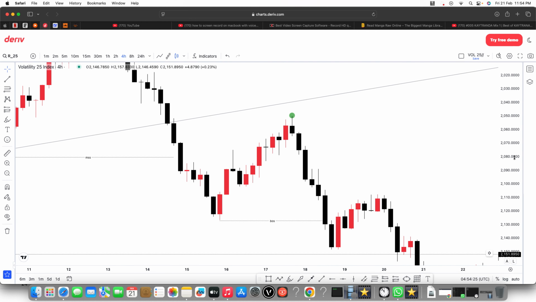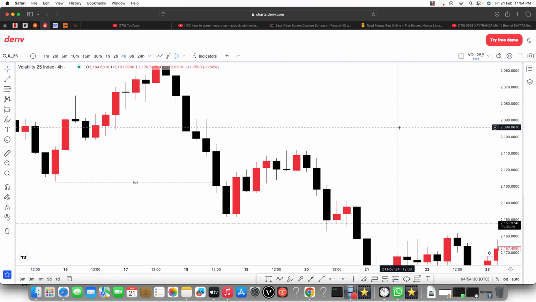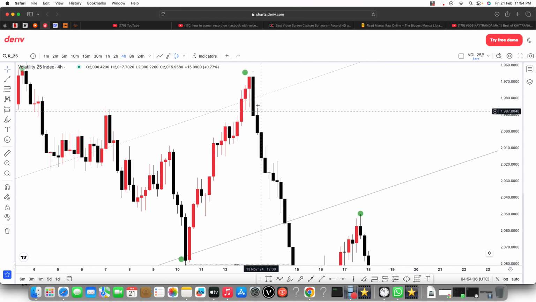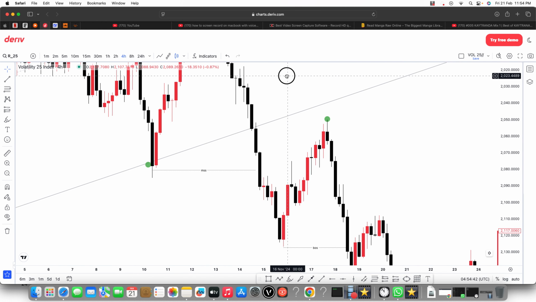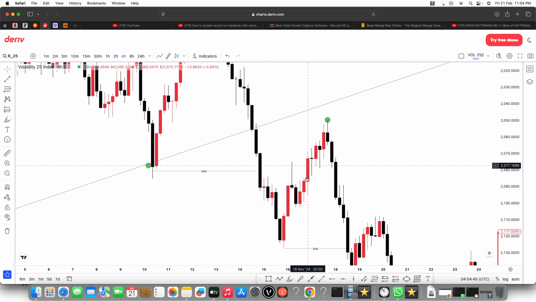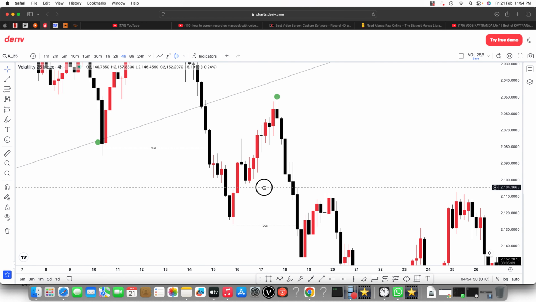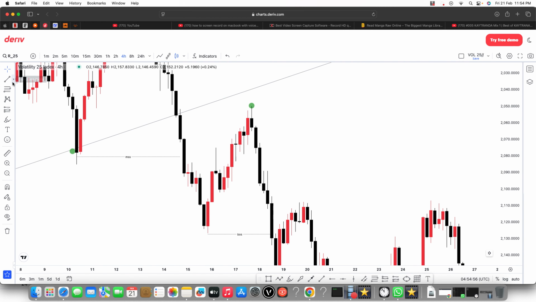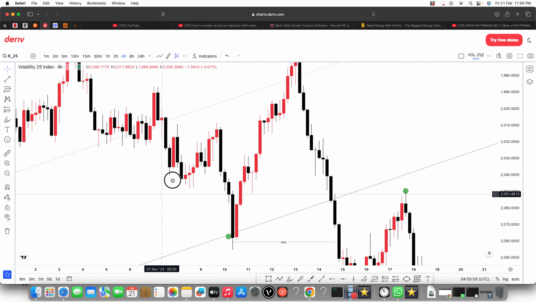Now in this area where we had a market structure shift, we had a market structure shift here to the downside from this high, it broke down, and the market pulled back. Yes, the market pulled back into the zone to retest. Well, you know what? Let me start from here. This is perfect.